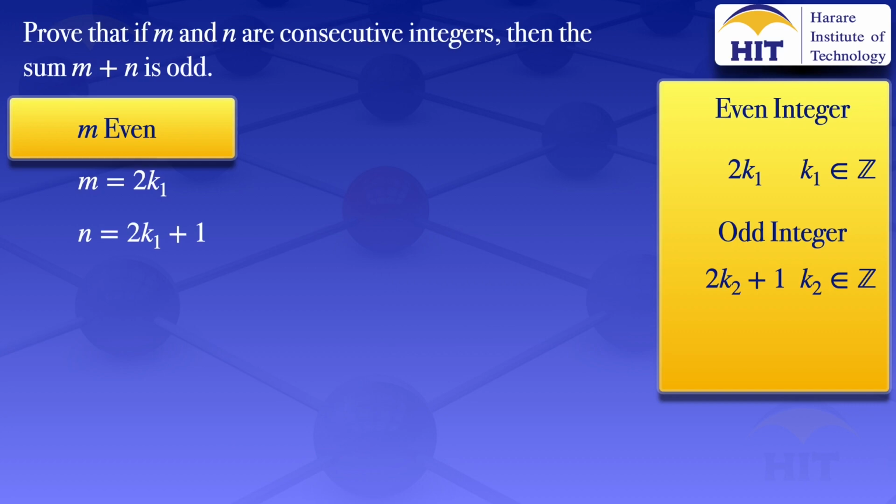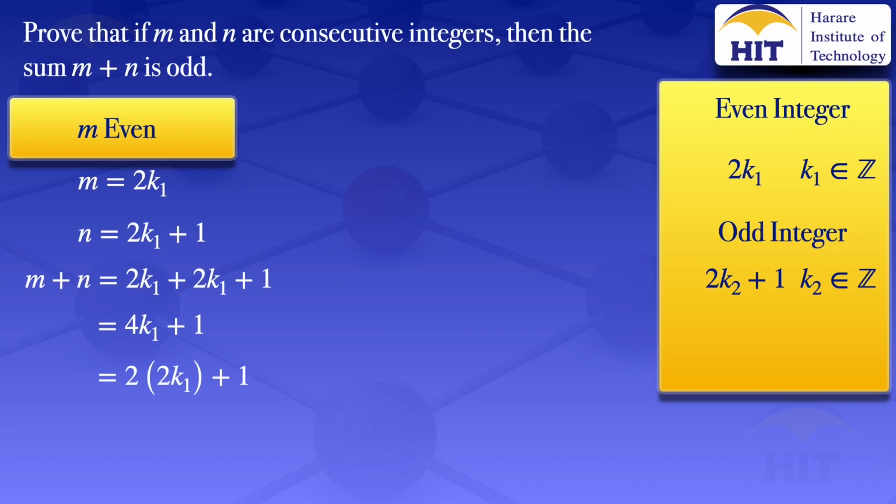Now to get the m plus n, we use the m and the n that I have just written there. And we would have m plus n is equal to 2k1 plus 2k1 plus 1. 2k1 plus 2k1 gives us a 4k1. So we would have 4k1 plus 1. I can factor a 2 there from the 4k1, and we have 2 times 2k1 plus 1.